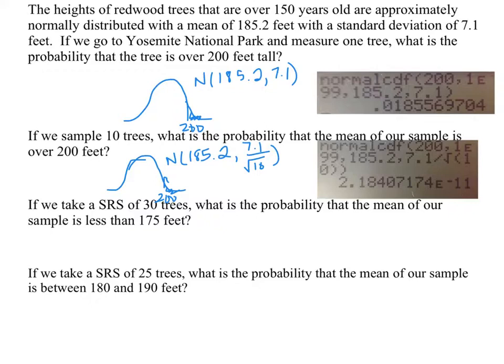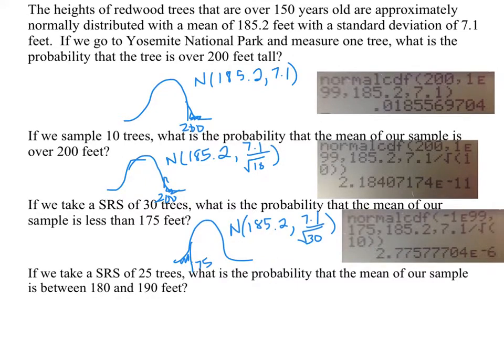If we take a simple random sample of 30 trees, what's the probability the sample mean is less than 175? So again, normal, with settings 185.2 and 7.1 over the square root of 30, and 175. So you can see the calculations here. Again, very improbable. Once we have 30 trees, the mean of that sample of 30 should not be that far away from the population mean, according to this probability.